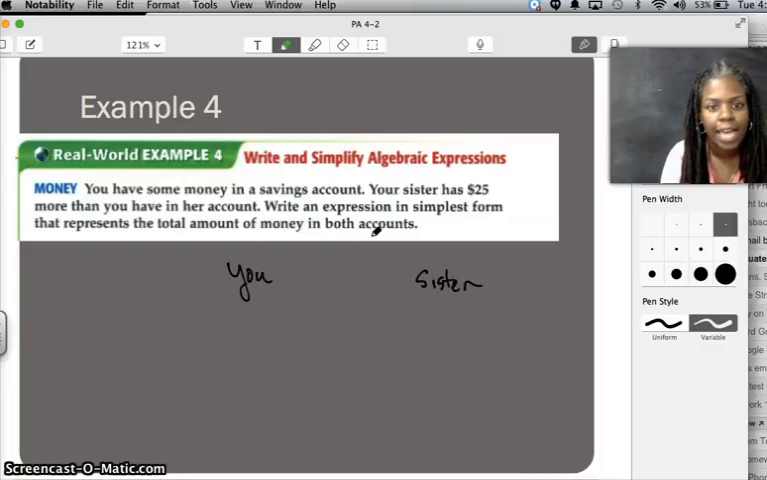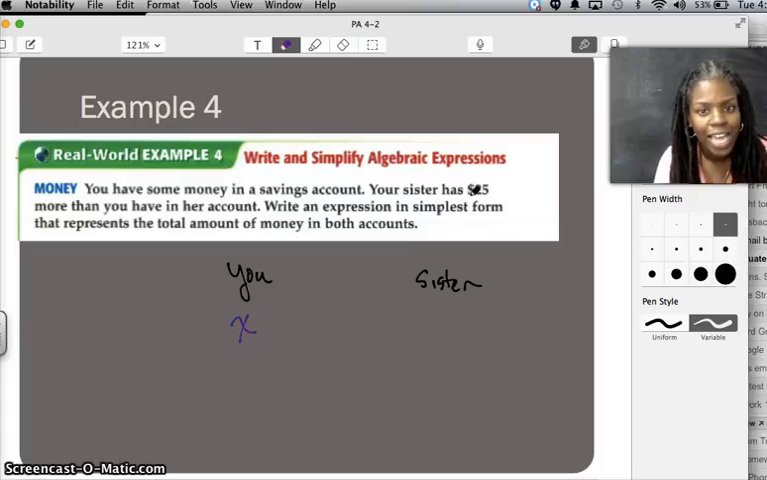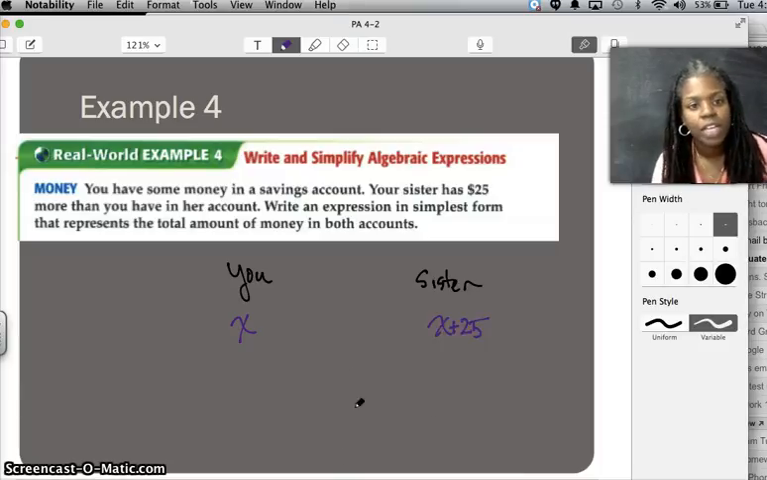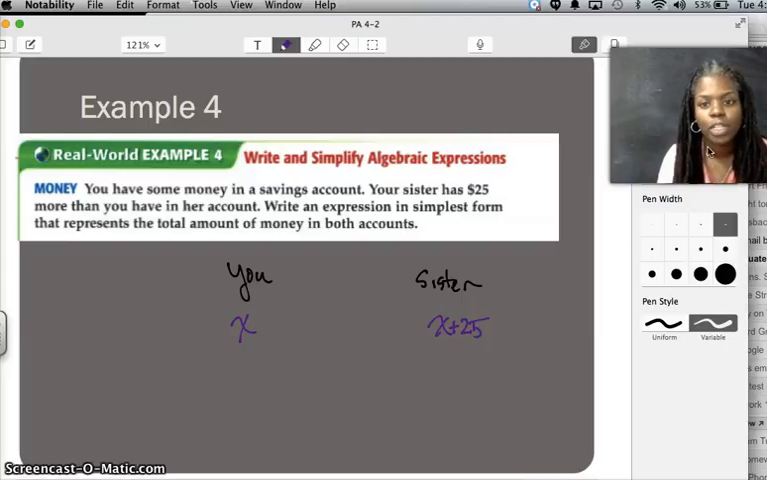Let's say you've got x amount of money. Let's say you've got x dollars in your savings account because we don't know. How much does your sister have? If she has 25 more than you, we know that more implies adding on. So we've got x plus 25. So let's write an expression to show how much we both have in our accounts. So it's going to be my money plus her money all together is going to give us our money.